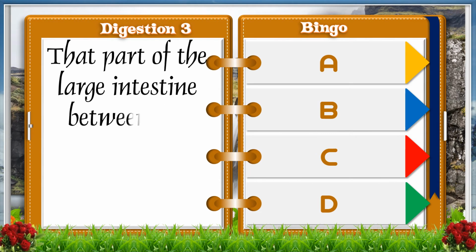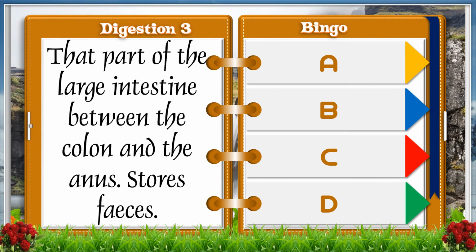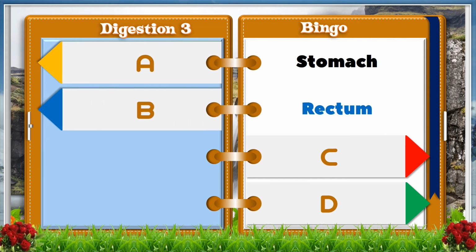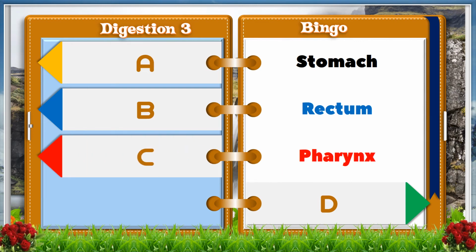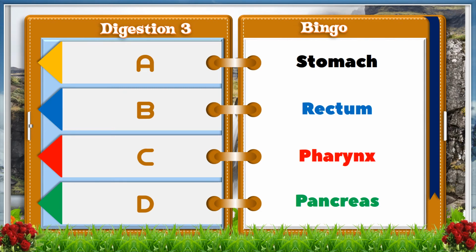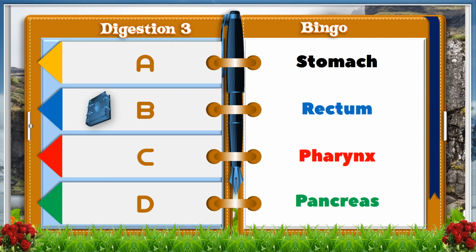Part of the large intestine between the colon and the anus that stores feces. A. Stomach. B. Rectum. C. Pharynx. D. Pancreas. And the answer is B. Rectum.